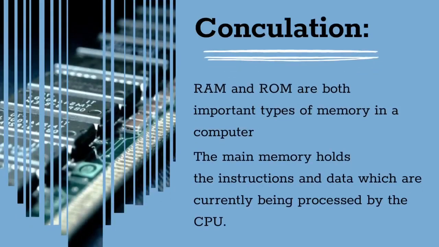In conclusion, RAM and ROM are both important types of memory in a computer, but they perform different functions. The main memory holds the instructions and data which are currently being processed by the CPU.